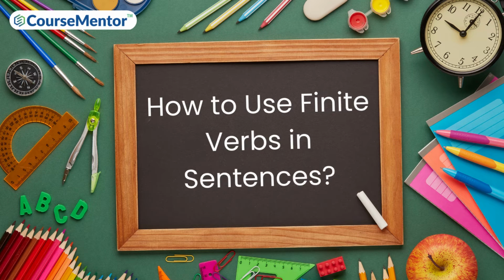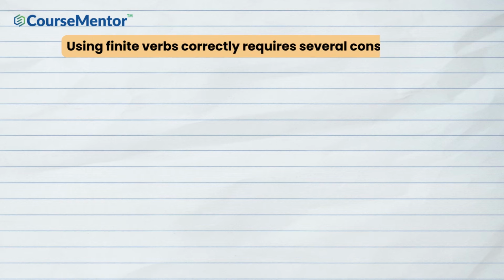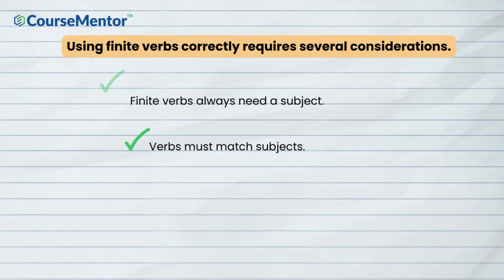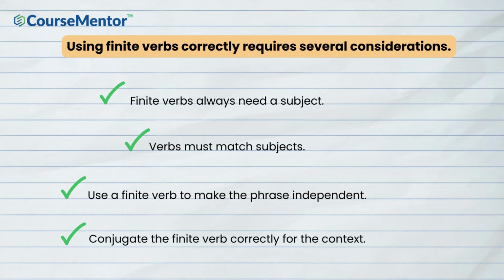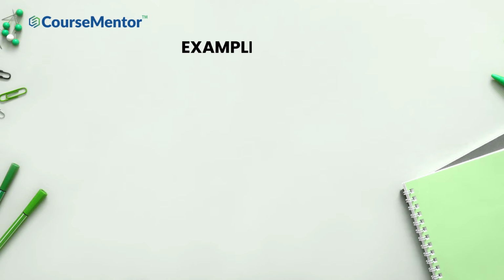How to use finite verbs in sentences? Using finite verbs correctly requires several considerations. Finite verbs always need a subject. Verbs must match subjects. Use a finite verb to make the phrase independent. Conjugate the finite verb correctly for the context. Let's look at some examples to understand how finite verbs are used in sentences.